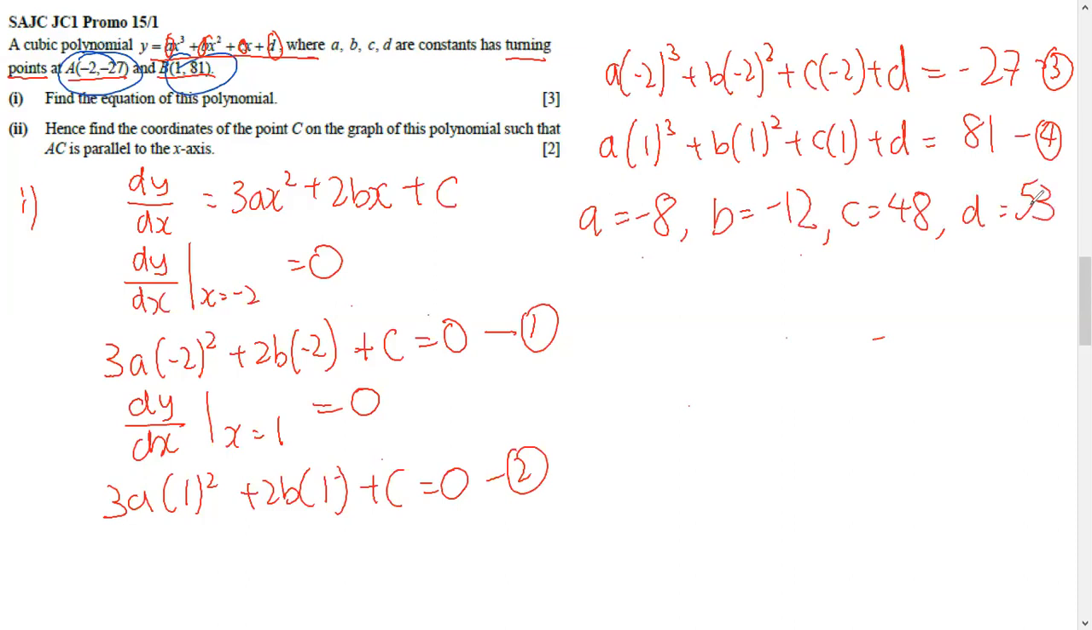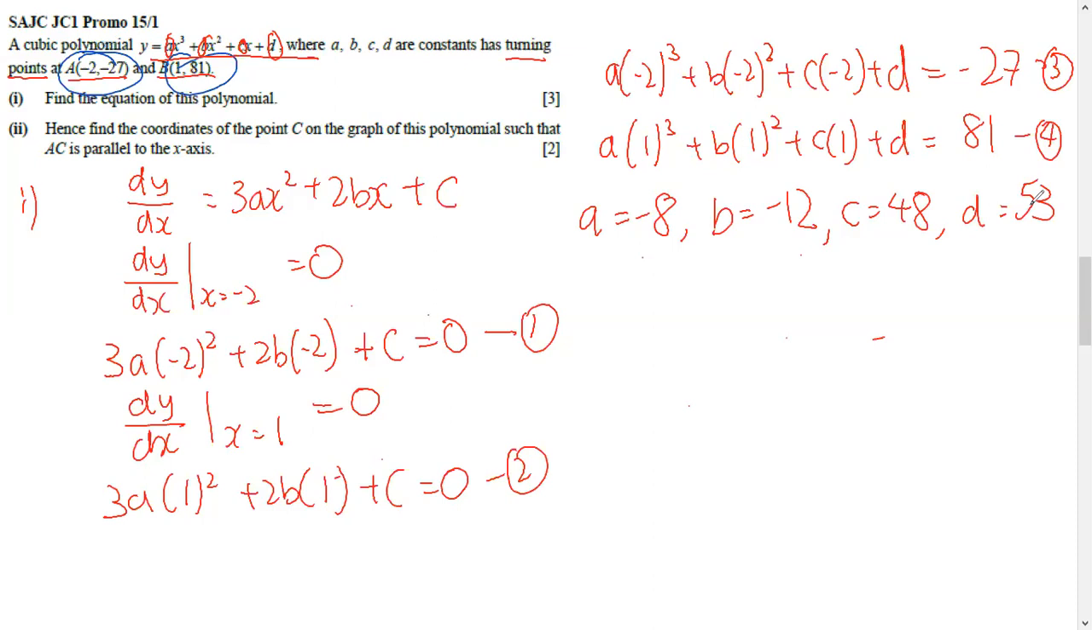Okay, simple. If you are required to form systems of equations for other chapters, just simply apply whatever knowledge you have for that chapter. In this case, for a turning point, you just set dy dx to be 0, form the 4 equations and you can get it.